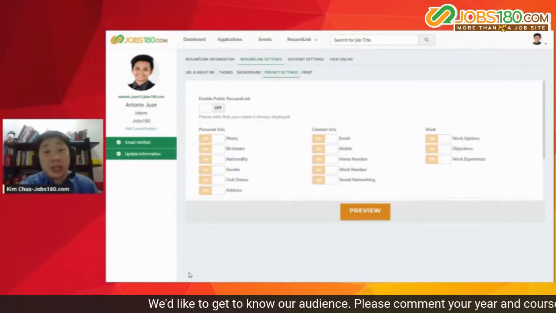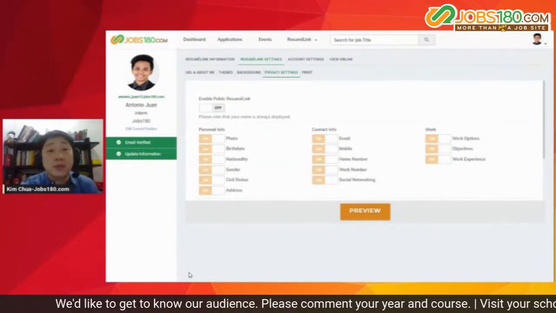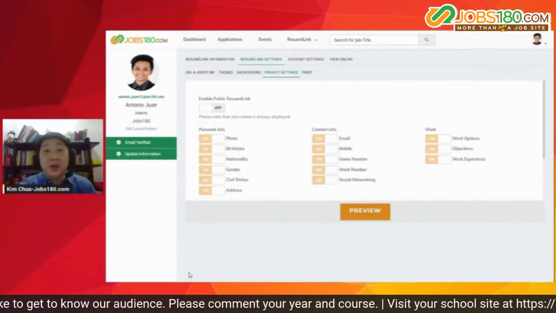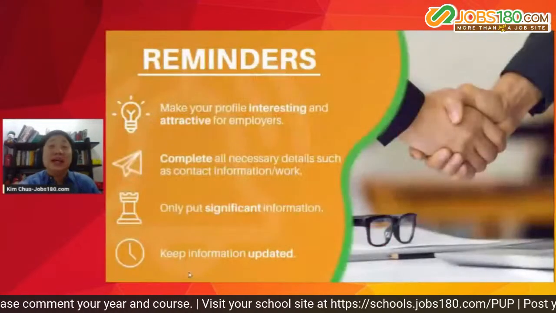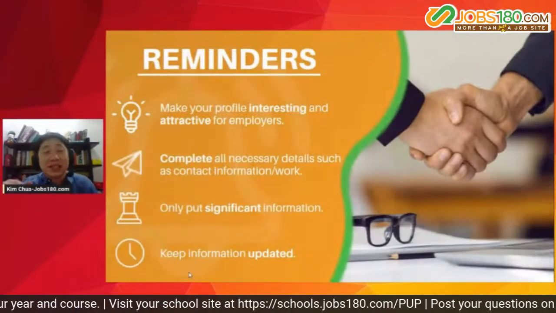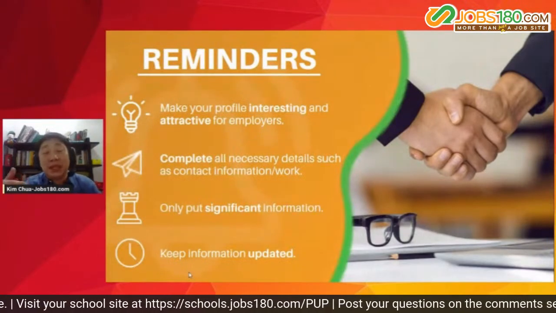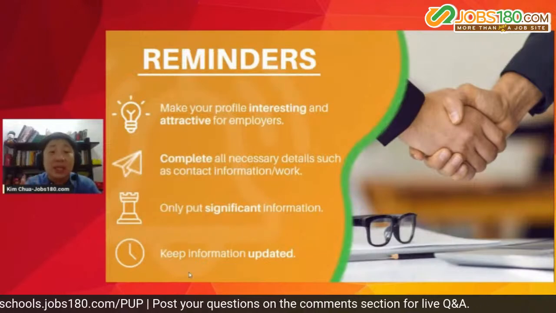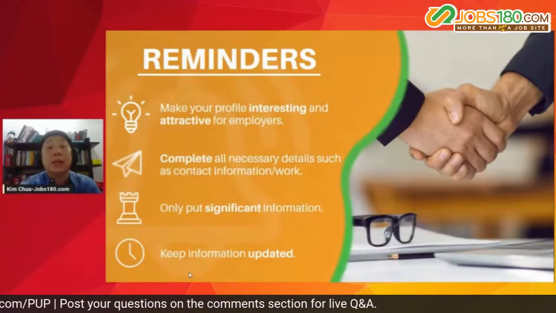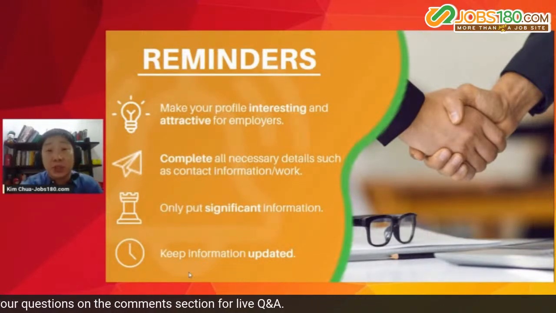If you want to turn off everything, then okay lang, you can just turn off the button. Enable public resume link, off. Wala nang lalabas sa public, kahit na anong information. Okay? So, yan ang re-remind ko sa inyo. The second step is for you to complete the information, and in doing so, please make sure that your profile is interesting, diba? Yung information mo kompleto at updated ang details nyo para mabilis kayo makontak ng mga HR.